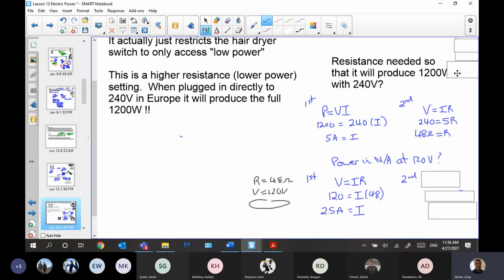So in North America, that low setting is going to allow 2.5 amps. Right? And of course, now we've got voltage and current, so we can calculate how much power. So that low setting is a 1200 watt hairdryer. The low setting, if they want it to function the same as the high setting, right, would actually only be 300 watts.